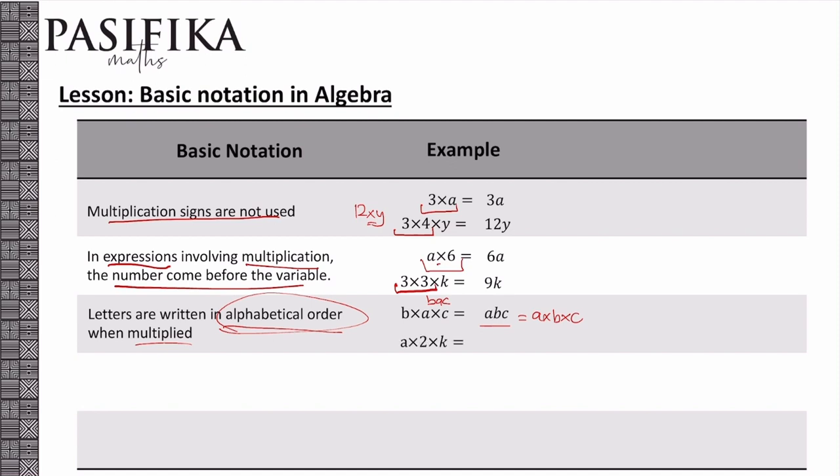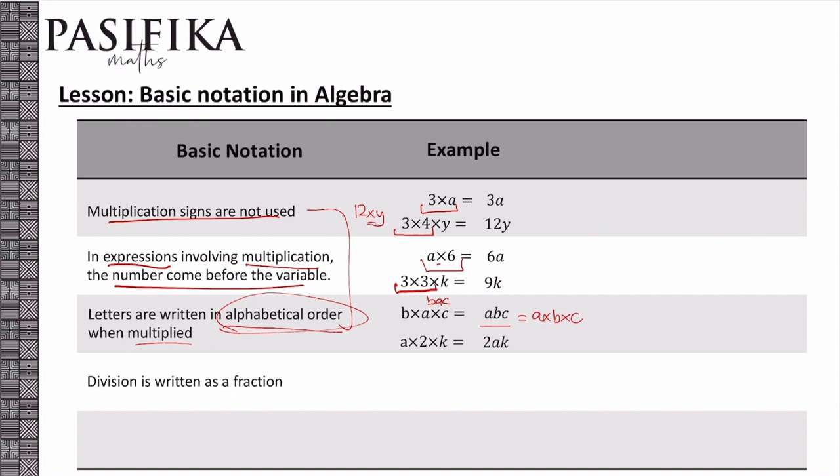What about A times 2 times K? Now, think back to these 3 rules and apply them all. So it'll be number first in alphabetical order without any multiplication signs. So 2ak.